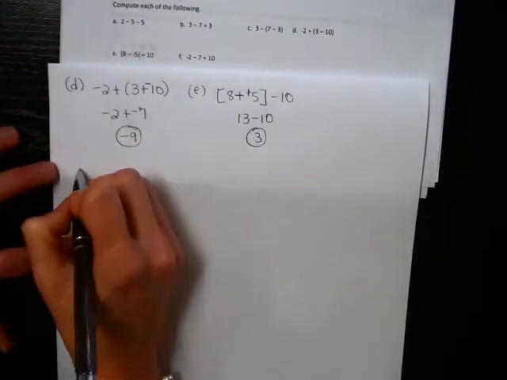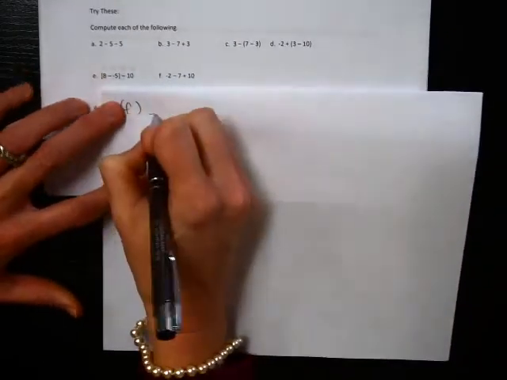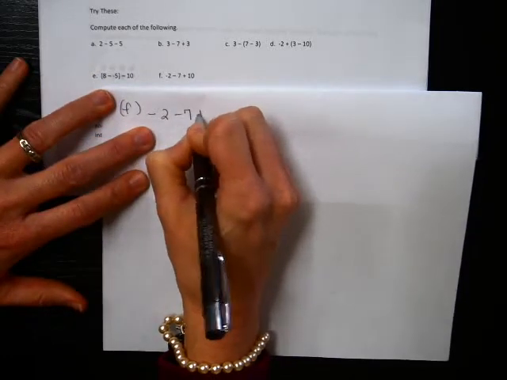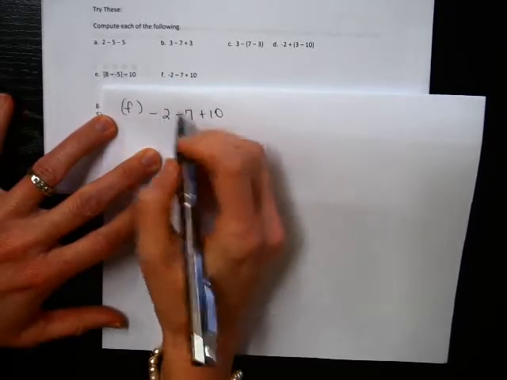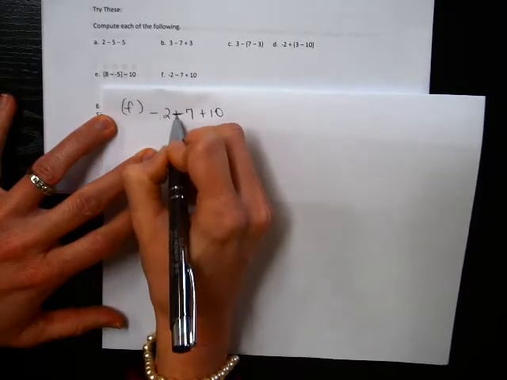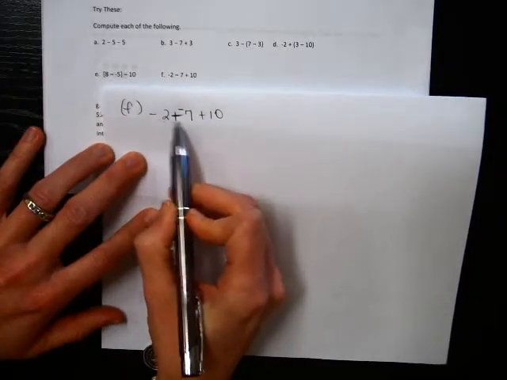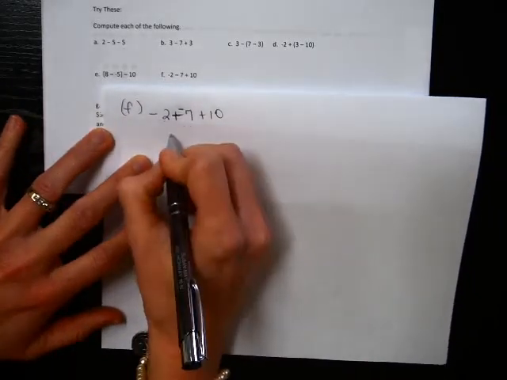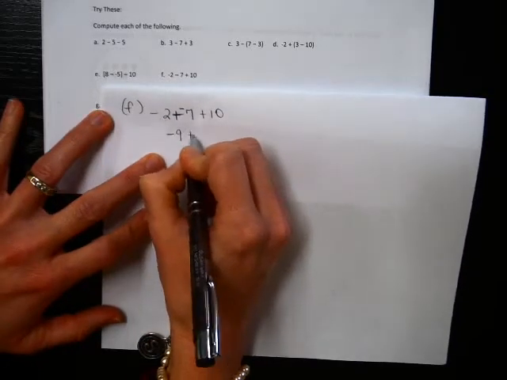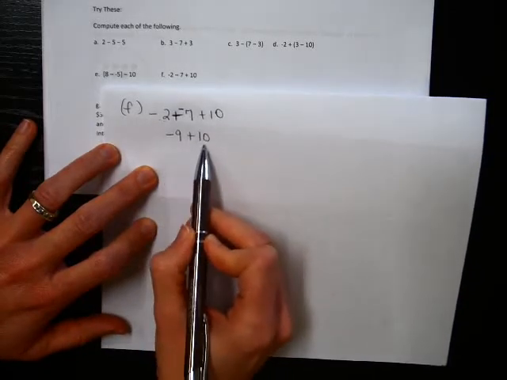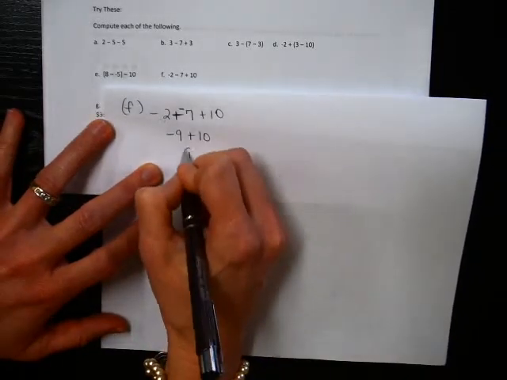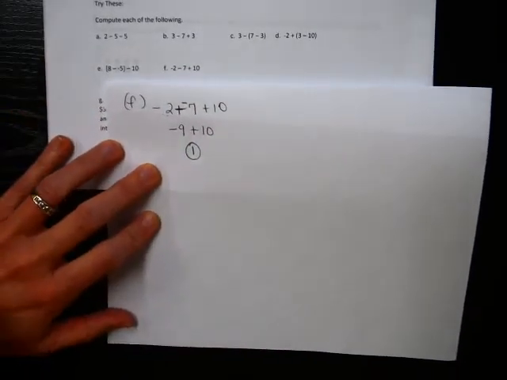Okay. And F, the last one on this set, we have negative 2 minus 7 plus 10. And so we'll work this in order from left to right. And negative 2 minus 7, remember, is really negative 2 plus negative 7. So I'm adding, and signs are the same, so I add and keep the same sign. I get negative 9 plus 10. I'm adding, signs are different, so I will subtract and keep the sign of the higher number. I get positive 1 as my final answer on F.